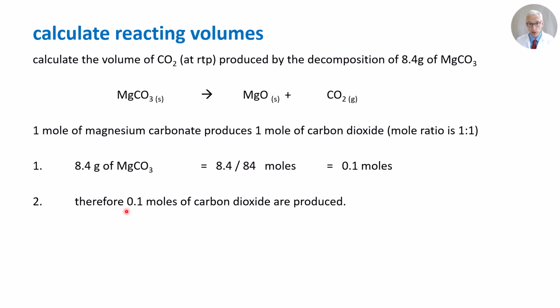Predict the moles of carbon dioxide produced using the reacting mole ratio. Well, 1 mole of magnesium carbonate produces 1 mole of carbon dioxide. 0.1 moles of magnesium carbonate produces 0.1 moles of carbon dioxide. And then step 3, convert that numbers of moles into a gas volume by multiplying by the molar gas volume. I'm using decimeters cubed. So 0.1 times 24 comes to 2.4 decimeters cubed. So we can predict that 8.4 grams of magnesium carbonate produces 2.4 decimeters cubed of carbon dioxide.